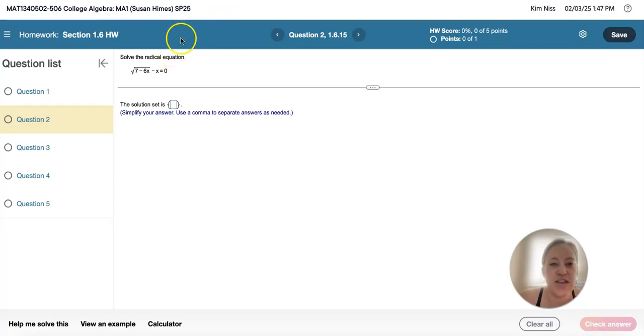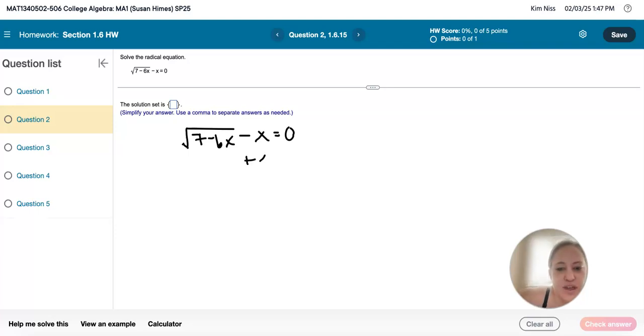So basically you're just asked to solve the radical equation. We have our equation, the square root of 7 minus 6x minus x equals 0. The idea here is simply to solve for x. The first thing we're going to do is add x to both sides, which leaves the square root of 7 minus 6x on the left-hand side and x on the right-hand side.